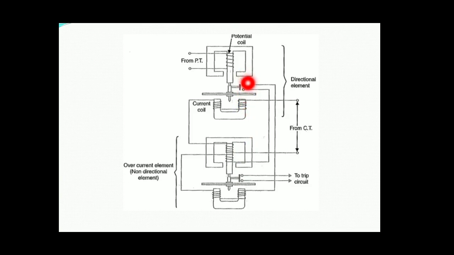The 1 and 2 tripping contacts of the directional element are connected in series with the secondary circuit of the overcurrent element. This is the overcurrent element. The second one is connected in this and the first one is connected to this lower magnet.